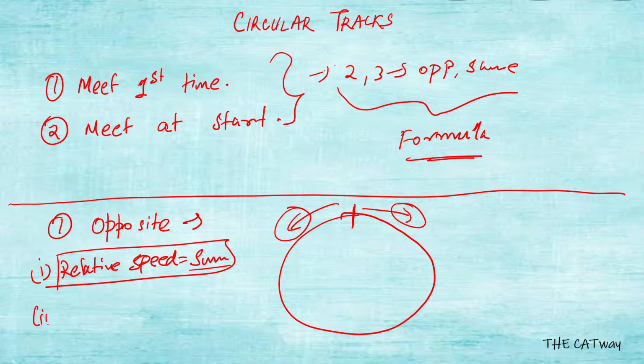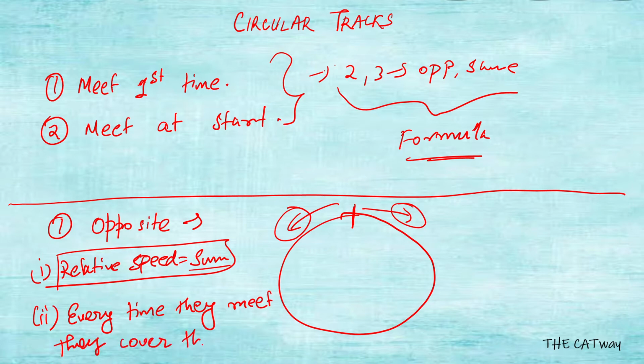The second thing is that every time they meet, they cover the whole path. Now what does this mean? Let's say the first time they met at a distance of 1/4. This one is A, this one is B. Let's name them so it will be easy for us. Both started from the same point. From there, B covered only 1/4 of the track, whereas A covered 3/4 of the track, and this is the point where they are meeting for the first time.